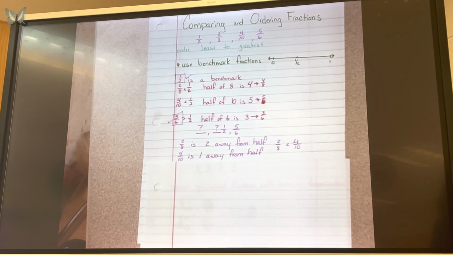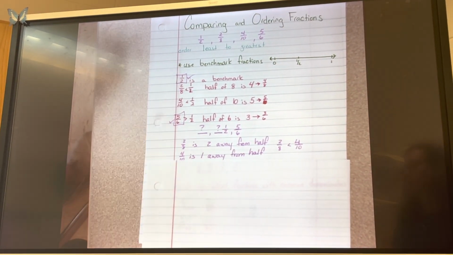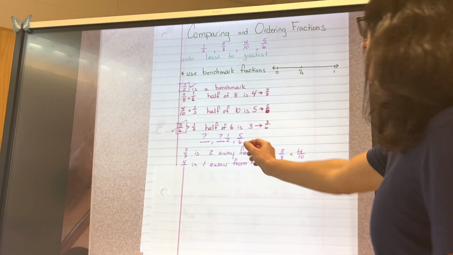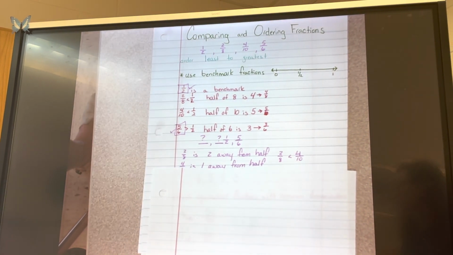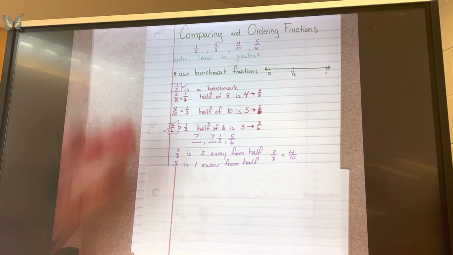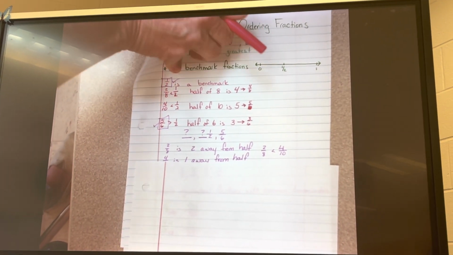And then I have to figure out, well, okay, where do 2/8 and 4/10 compare to each other? Well, 2/8 is 2 away from 1/2, and 4/10 is only 1 away from 1/2. So I'm going to go ahead and assume that 2/8 is less than 4/10. Make sense?